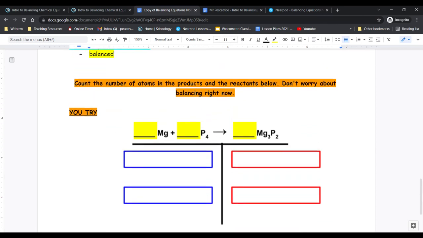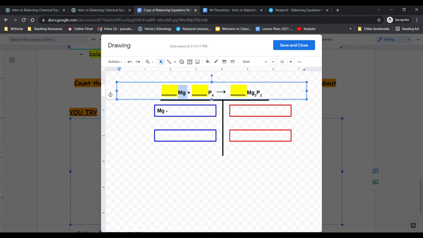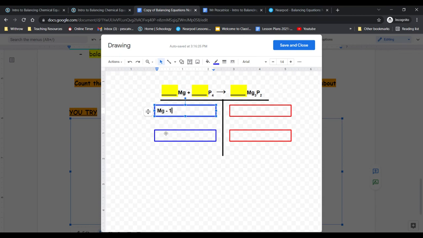All right, so count the number of atoms in the products and reactants. Don't worry about balancing right now. So this is for the general ed. If you double click on it, you'll see this pop up. Okay, so what I want you to do in the blue boxes is put the reactants here and how much there are. So in the reactants, I see a magnesium, and there's only one magnesium because there's nothing else on this side and there's no subscripts. So I'm only going to put a 1.